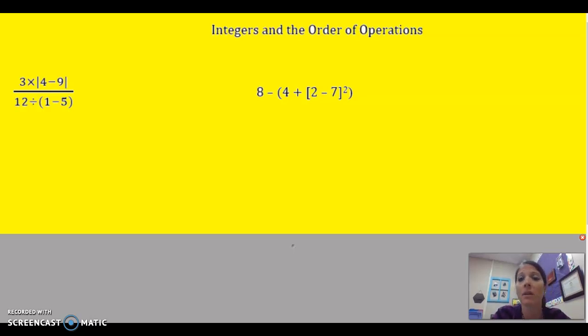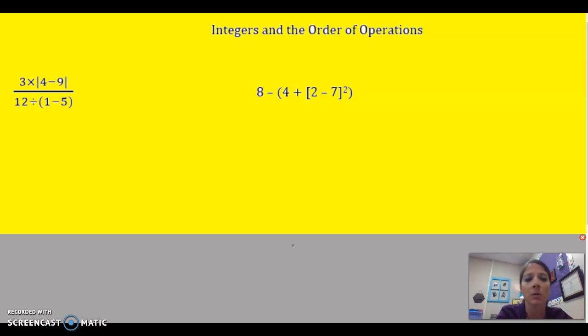I wanted to take you through a couple of steps of order of operations. So get out your note packets, and this is going to be the next few things in your notes. We're going to start with the integers in order of operations. And notice that there's absolute value in here too. Absolute value actually uses a grouping symbol, so it's kind of like a parentheses.